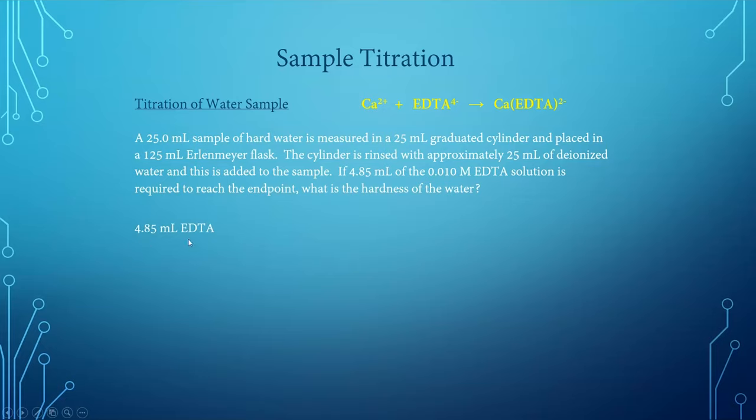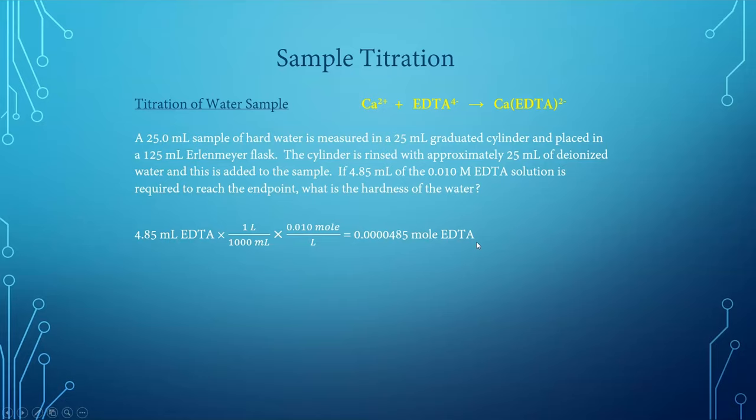As we talked about a moment ago, to get moles, we need to multiply the volume times the concentration, but the volume has to be in liters. So our first step will be to convert the milliliters of EDTA into liters. Then we can multiply it by our given concentration, and that tells us how many moles of EDTA were required.